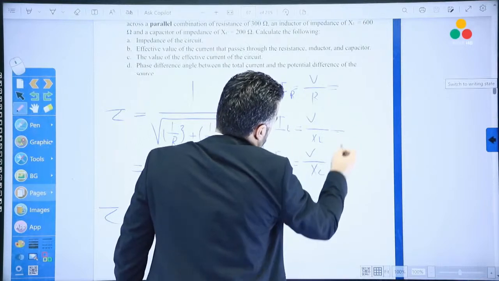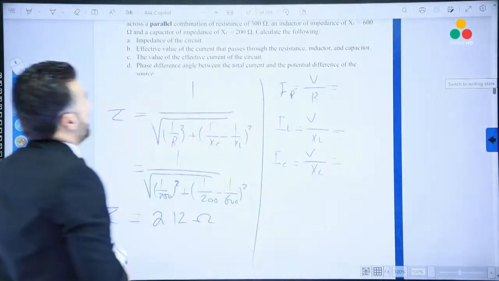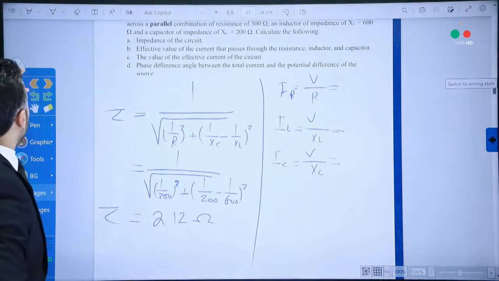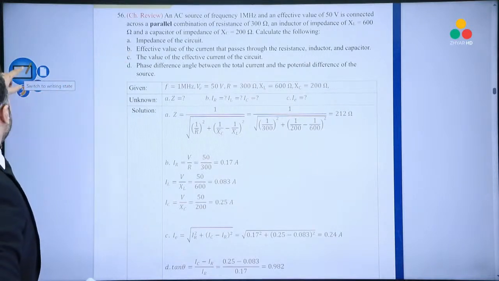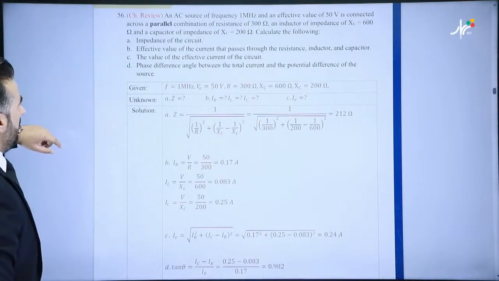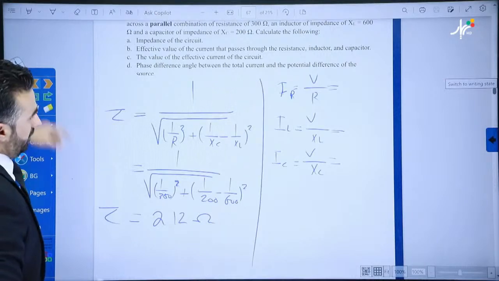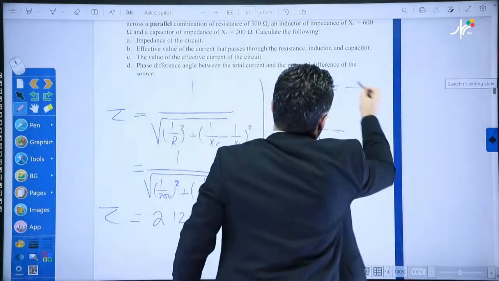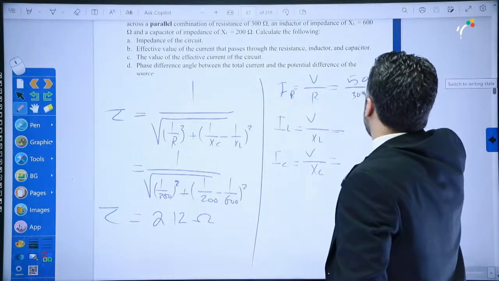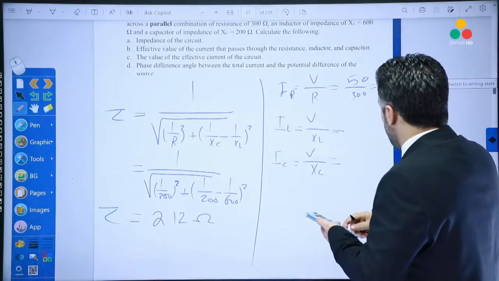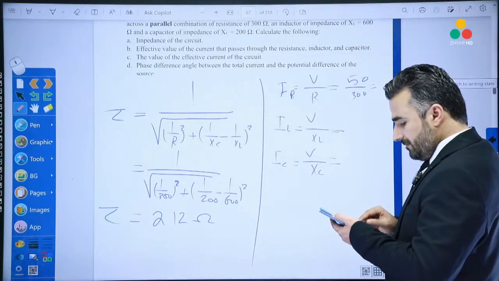So let's do the math here. But first, let's see what the voltage of the source was. It was 50 volt, yeah? The effective 50 volt. We're going to use this one, 50 volt. Okay, so we'll say 50 volt divided by the resistance, that is 300. So 50 over 300, that is 5 over 30.